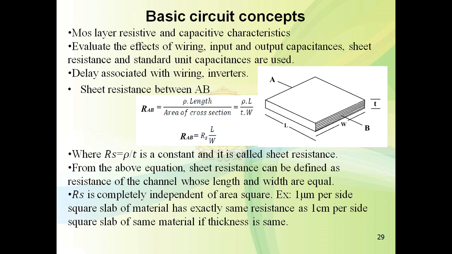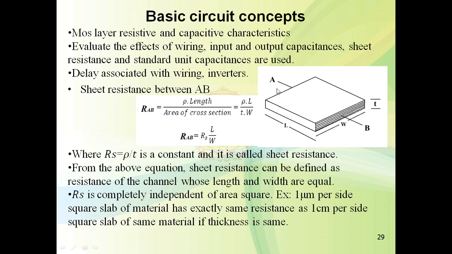Also we know the RC time constant, that is resistance and capacitance. The delay will depend upon these R and C components. Hence we need to find out what the resistance and what the capacitance should be. For this purpose we need to find the resistance. So the first concept is the sheet resistance.